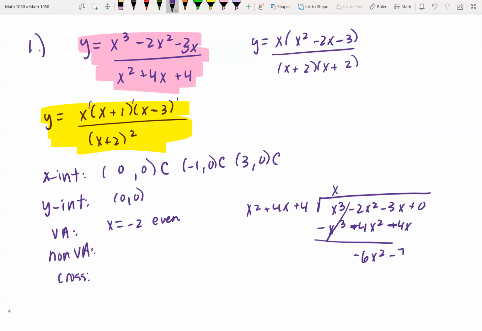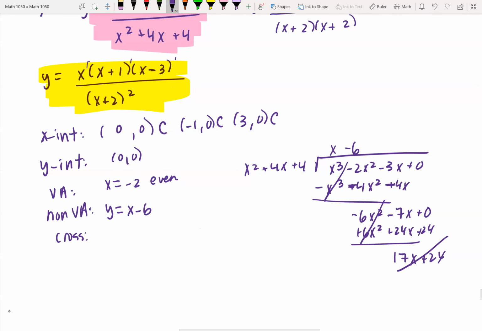Negative 6x squared minus 7x, bring down the 0. What do I multiply by x squared to get negative 6x squared? That's negative 6, so negative 6x squared minus 24x minus 24. Change your signs. Those cancel. This is going to be my remainder, I think that's 17x plus 24, but it's just going to end up getting thrown out, so it's y equals x minus 6.